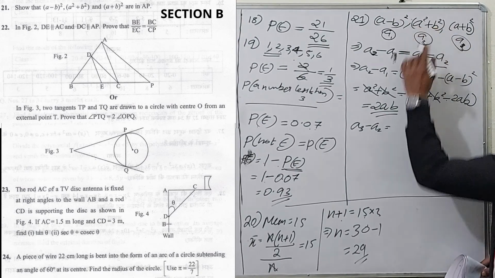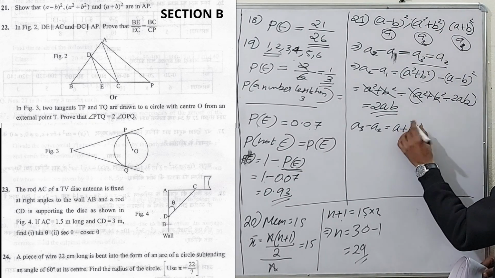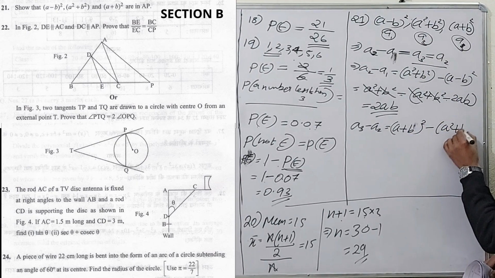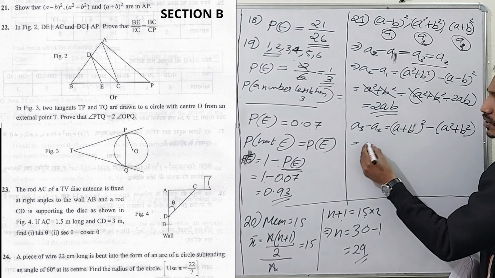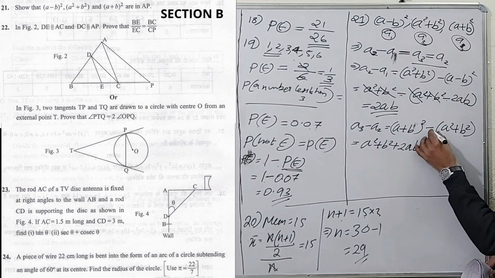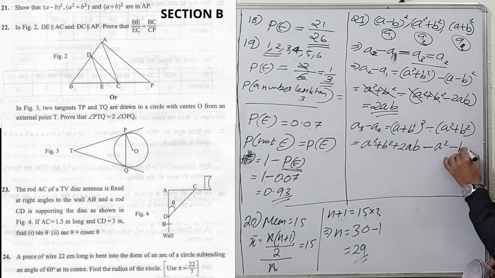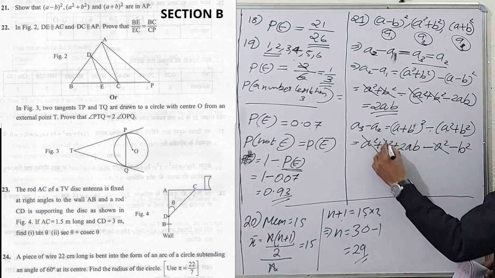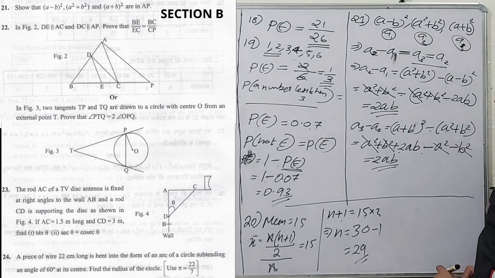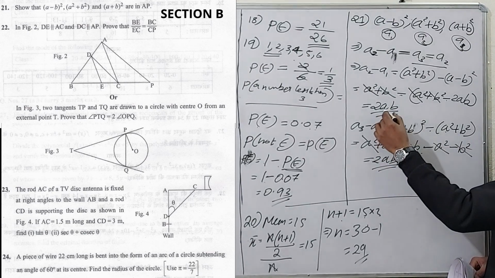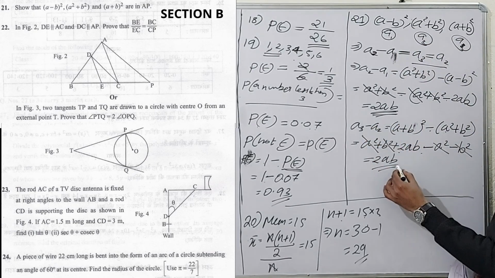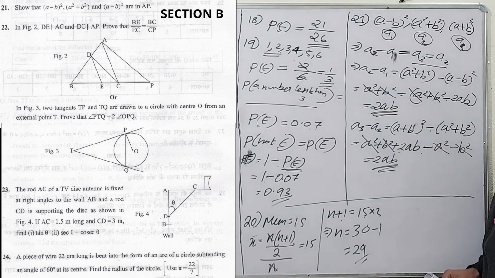Now come to the RHS, that is A3 minus A2. That is A plus B whole square minus A square plus B square, which is equal to A square plus B square plus 2AB minus A square minus B square, which is equal to 2AB. So according to our condition, the difference between these 2 consecutive terms is equal, that is there is a common difference, therefore these are the terms of an AP.